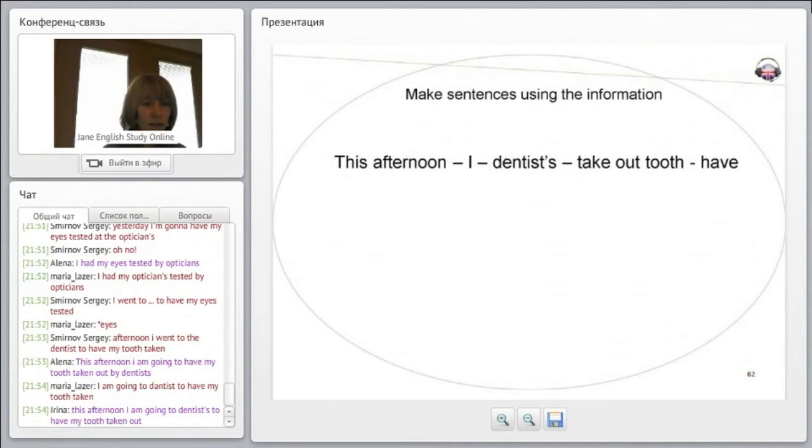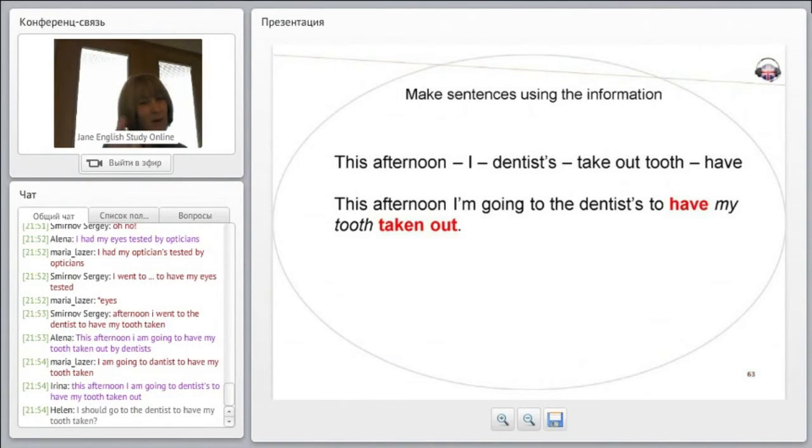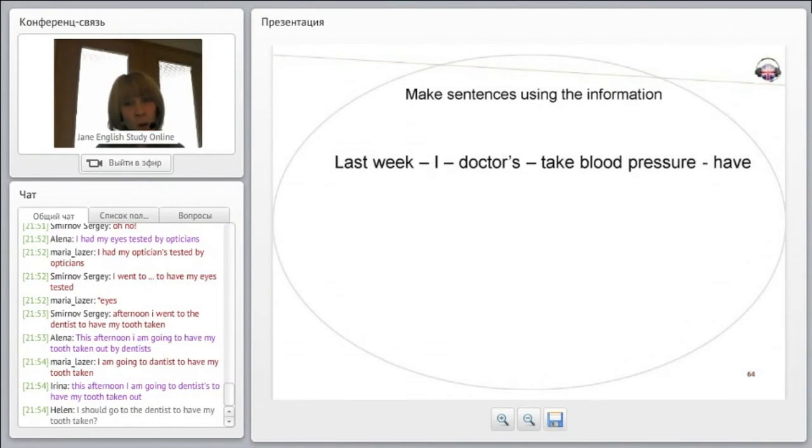Okay, Alona, this afternoon I'm going to have my tooth taken out by the dentist. Okay, I'm going to the dentist to have my tooth taken out. This afternoon I'm going to the dentist to have my tooth taken out. Okay. I should go to the dentist to have my tooth taken? Okay. Should I go? If you're going to have a question, should I go? Remember to invert the verb and the subject. Good. So, this afternoon, I'm going to the dentist to have my tooth taken out. Great. Okay, let's try another one.